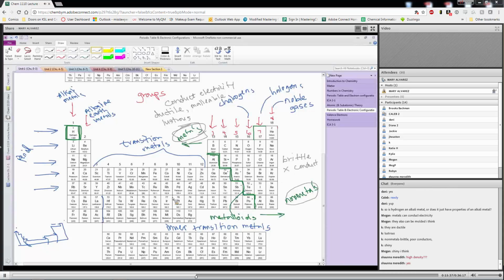Many metals have relatively high density, so they're going to sink in water. If you put mercury in water, it's going to sink to the bottom. If you put silver in water, it's going to sink to the bottom. They tend to be relatively heavy for their mass, so they tend to be dense.